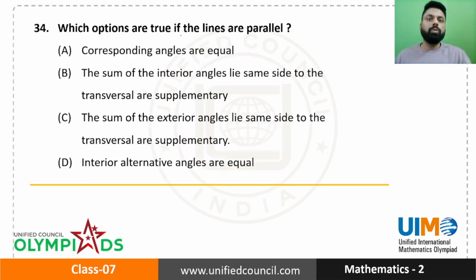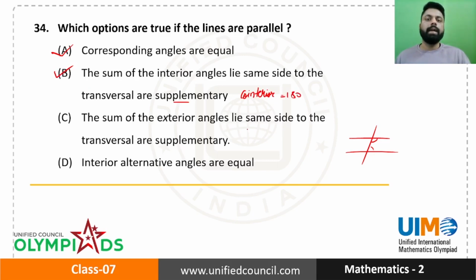Which options are true if the lines are parallel? Corresponding angles are equal. Yes. If two lines are parallel, the corresponding angles are equal. The sum of interior angles on the same side of the transversal is supplementary. Yes, these are called co-interior angles. They are supplementary, equal to 180 degrees.